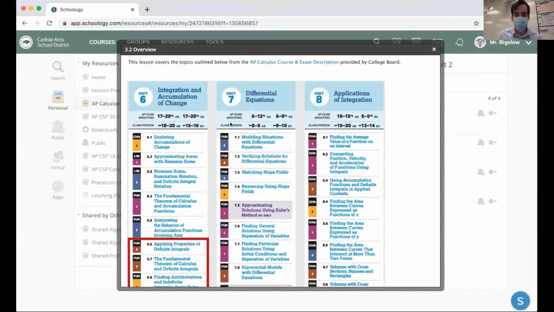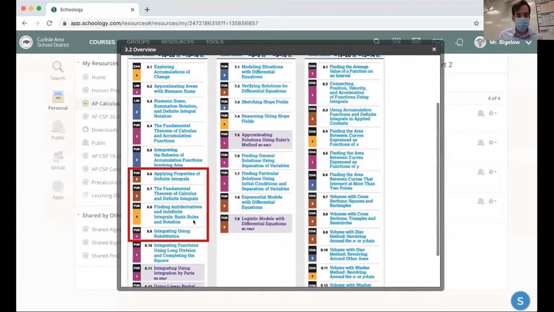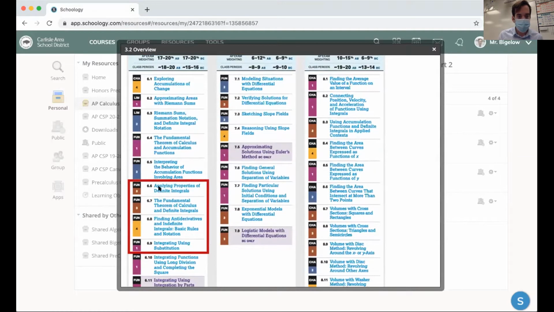You can see on your screen right now we have the course and exam description from College Board, as always. And this whole unit is going to be covering their units 6, 7, and 8. Today is going to be a deep dive into some lessons in their unit 6. So we're going to be talking about applying properties of definite integrals, the fundamental theorem of calculus and definite integrals, antiderivatives and indefinite integrals, and potentially even some u substitution that we're going to continue from yesterday, or whenever you did 3.1.